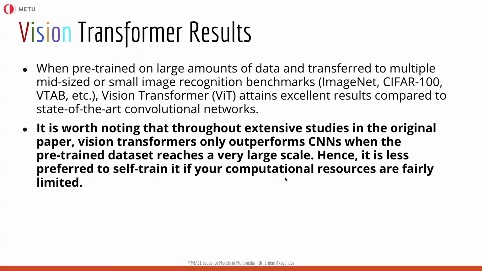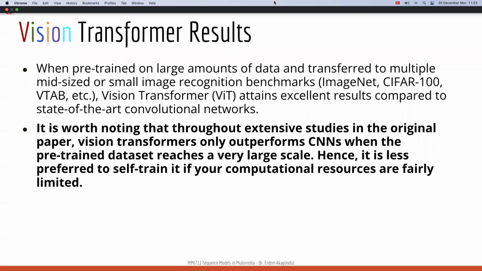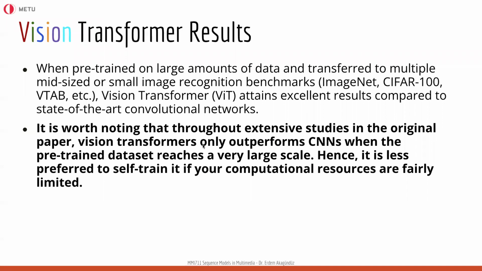When pre-trained on large amounts of data and transferred to multiple mid-size or small image recognition benchmarks, ViT attains excellent results compared to the state of the art. So it performed better than the state of the art. It is worth noting that through extensive studies in the original paper, vision transformer only outperforms CNNs when the pre-training data set reaches a very large scale. This is very important, guys. Transformers require very large scale data, or they will overfit and be unsuccessful.